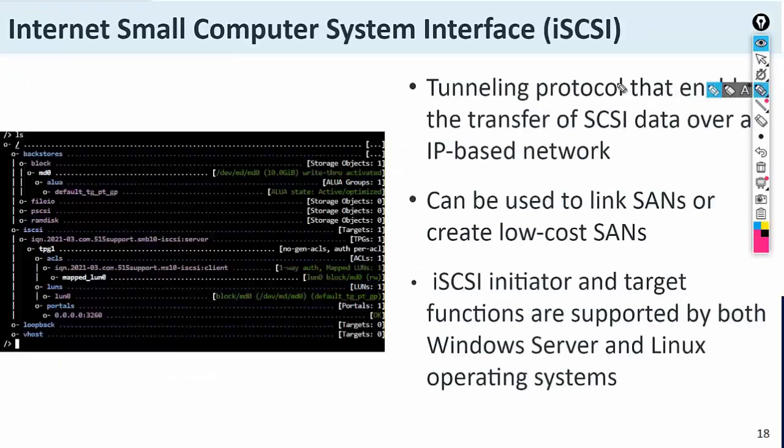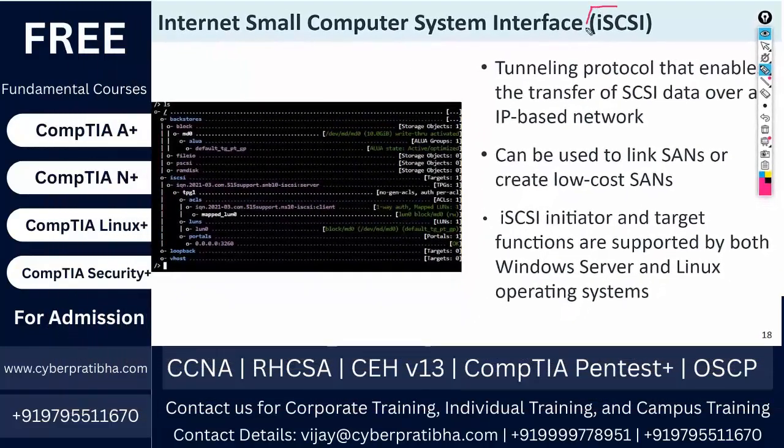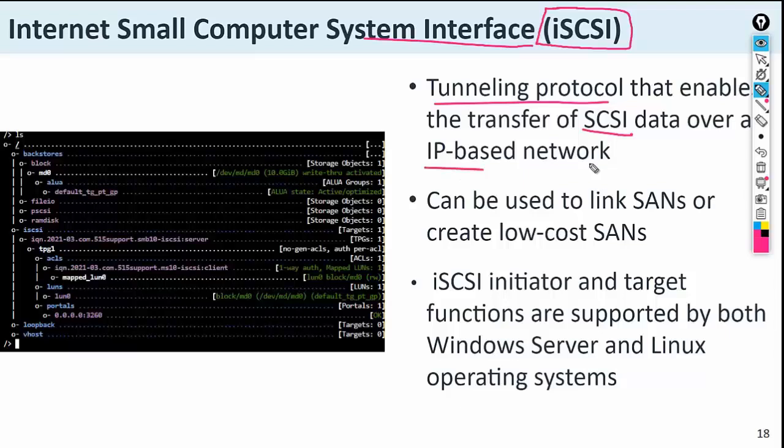Another type of connectivity between the server and the SAN is called iSCSI. Internet small computer system interface. This is actually a tunneling protocol which enables transferring SCSI data over an IP based network. What is SCSI data? Like you have storage in a hard disk, and the hard disk is connected with a cable to your motherboard, and then data is read from the hardware.